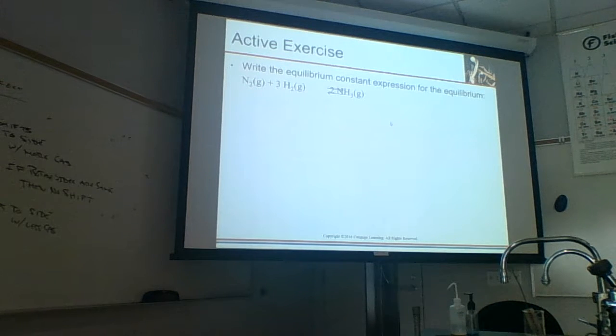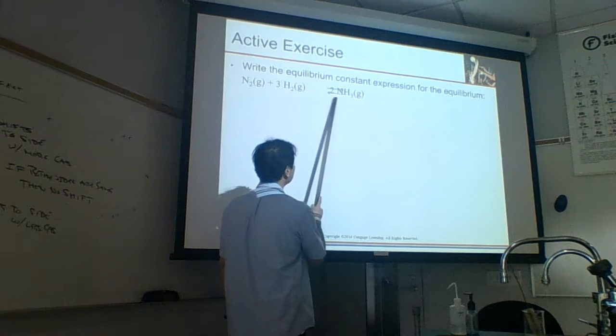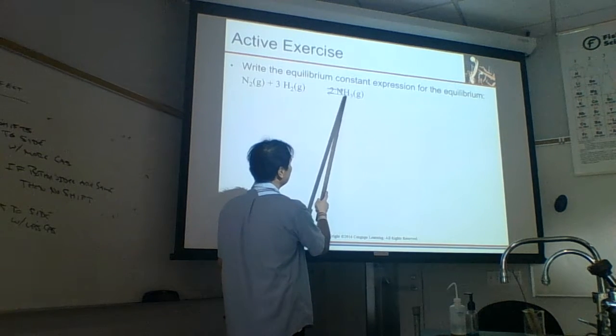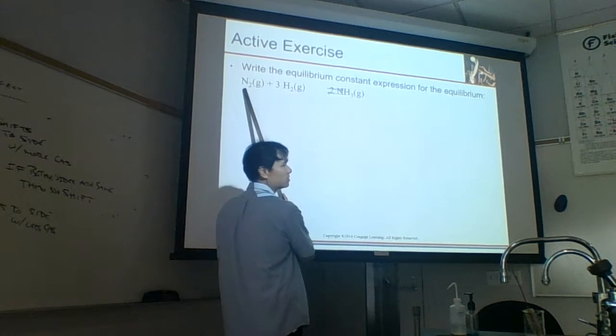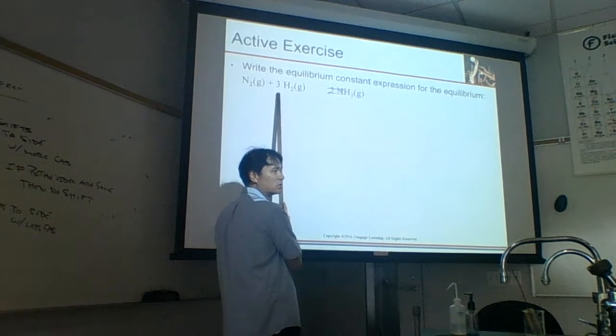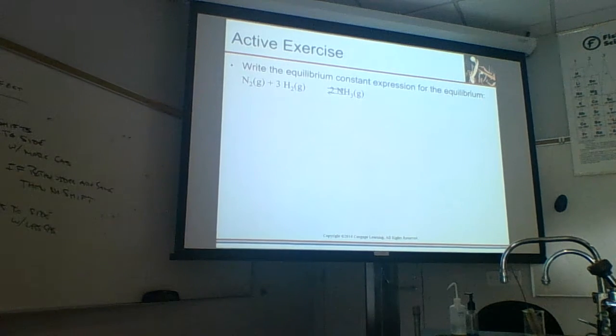So write the equilibrium constant expression for the equilibrium here. What they mean by the equilibrium constant is this is just a ratio. K is equal to the ratio of the products over the reactants. So this will be K is equal to the NH3 concentration squared divided by the N2 concentration times the H2 concentration raised to what power? The third.